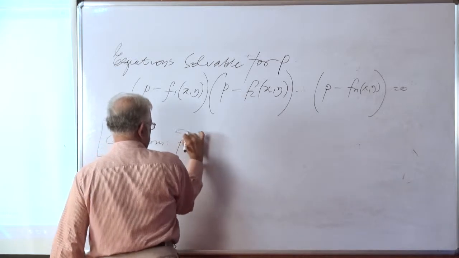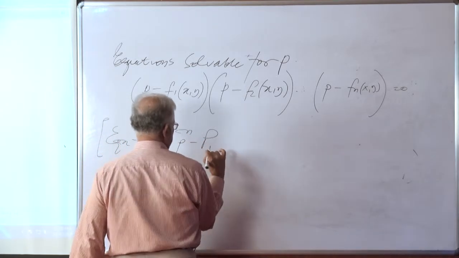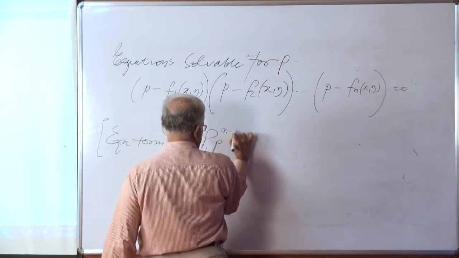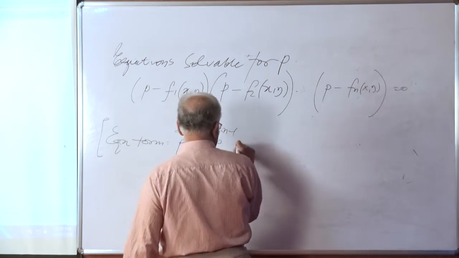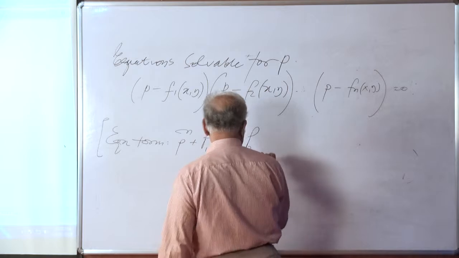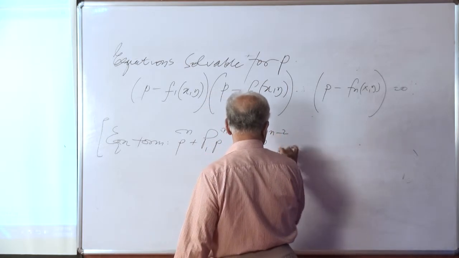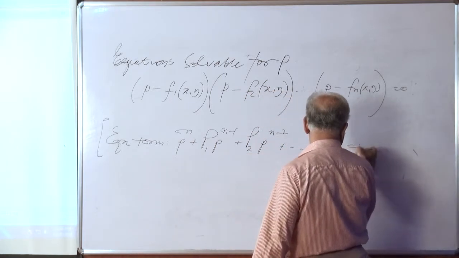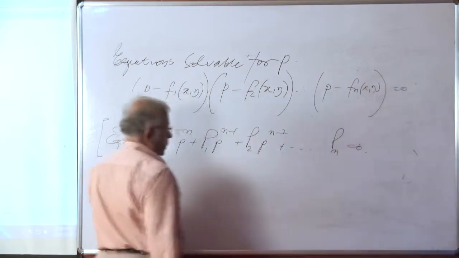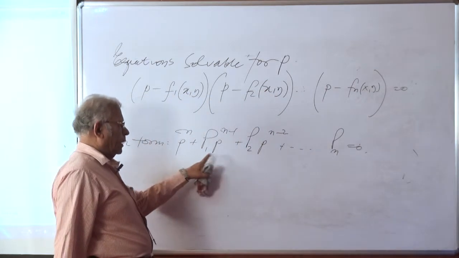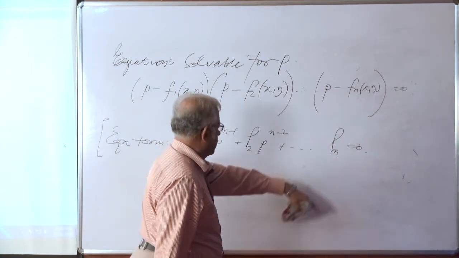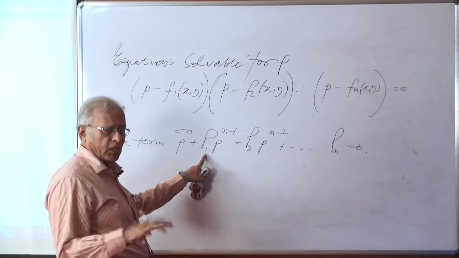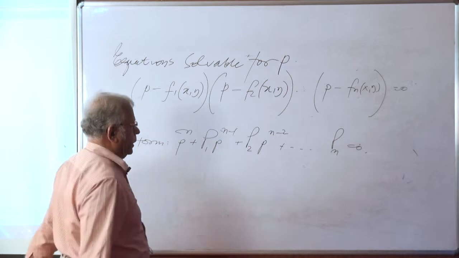p to the power of n minus capital P1 p to the power of n minus 1 plus capital P2 small p to the power of n minus 2 ... capital Pn is equal to 0. So these P1, P2, Pn, they are coefficients. Of course, they contain x and y. Each of them can contain either x alone or y alone or both x and y. So that is the equation.